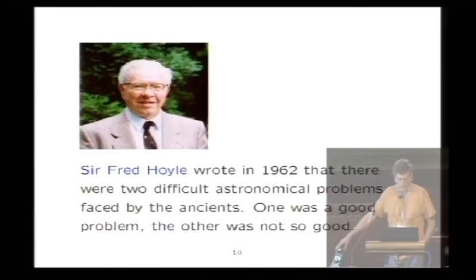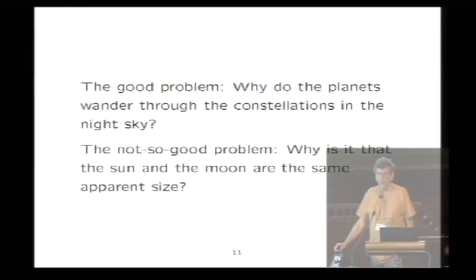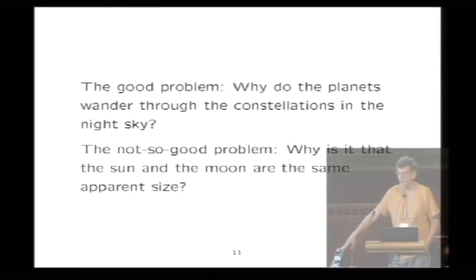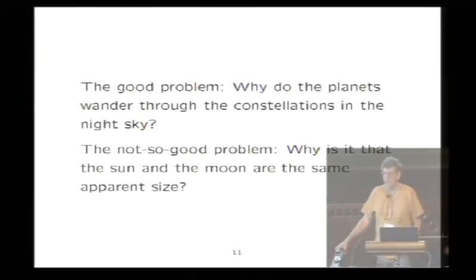Sir Fred Hoyle was not a mathematician, but an astronomer. And he wrote in a popular astronomy book in 1962 that there were two difficult astronomical problems faced by ancient people. One of these problems was a good problem, and one of them was not so good. Here are the two problems. The good problem was, why do the planets change their positions in the constellations among the stars? How is this happening? How can you predict where the planets will be next?